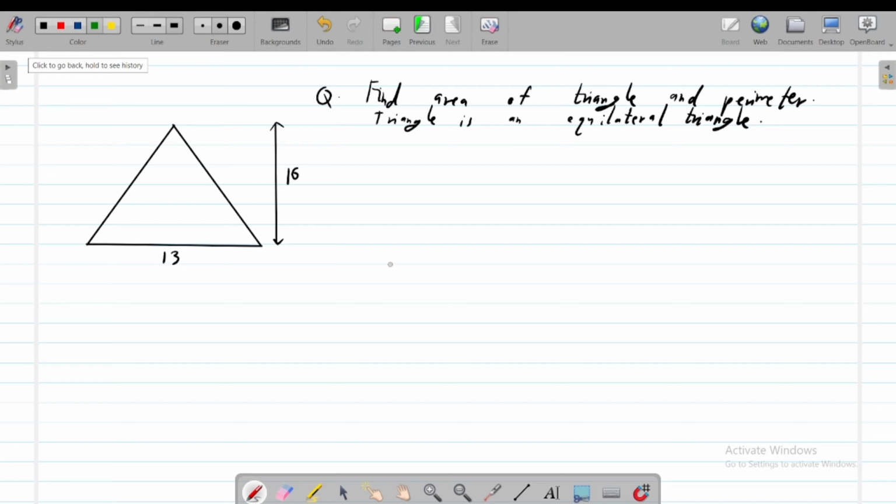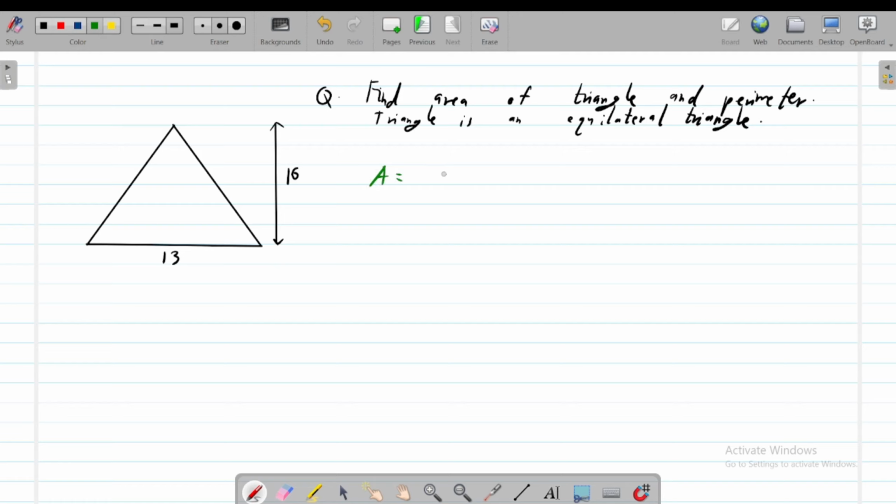Now let's see an example. Someone says find the area of the triangle and the perimeter. The triangle is an equilateral triangle. Now how do we find the perimeter? I thought for the perimeter we needed to know all the sides. Yes, but we know one key rule here. I'm going to get to that. Let's first find the area.